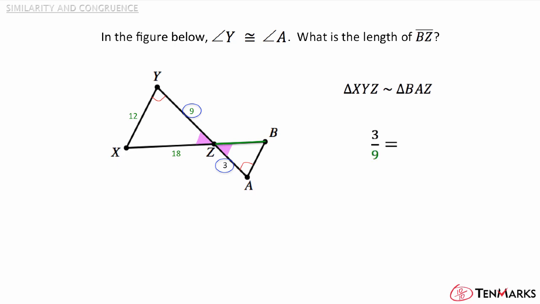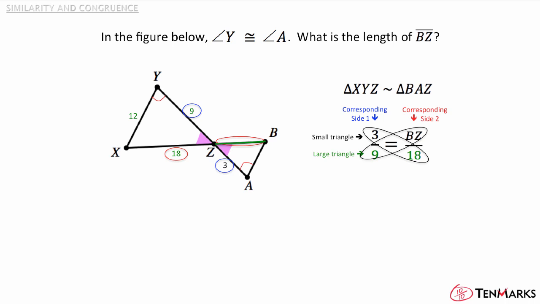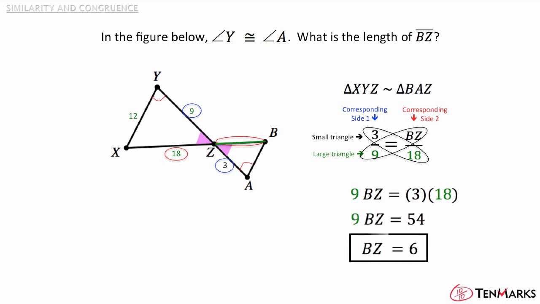Starting with 3/9, you will have the small triangle lengths on the top and the large triangle lengths on the bottom. These are the lengths for the first set of corresponding sides. And now set up the lengths for the second set of corresponding sides, which are BZ and 18. So your second side of the proportion will be BZ over 18. To solve the proportion, cross-multiply to get 9BZ is equal to 3 times 18. Simplify and solve to get BZ is equal to 6.